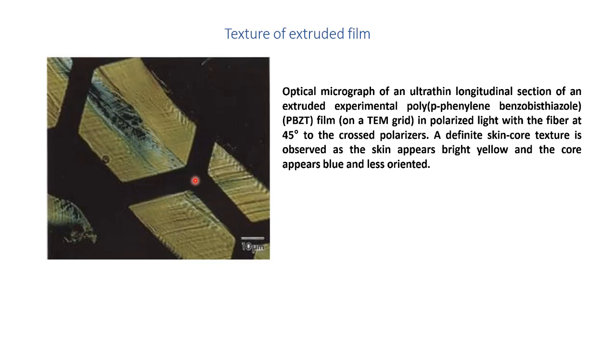We are observing a very thin longitudinal section of this polymer. These hexagons are because of the TEM grid, and a very thin slice of this fiber is kept on the grid. In the bright region we can observe that the fiber is present. The skin of the fiber appears bright yellow, and the core appears bluish. The core is less oriented, but the skin is highly oriented, as you can observe here.